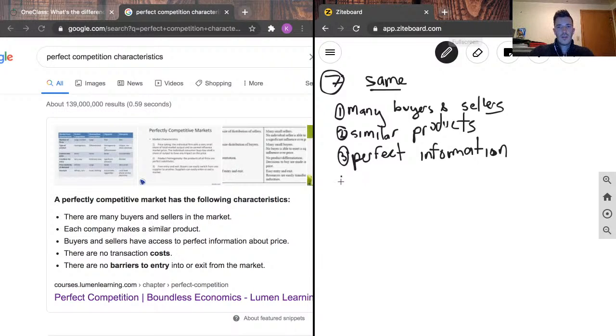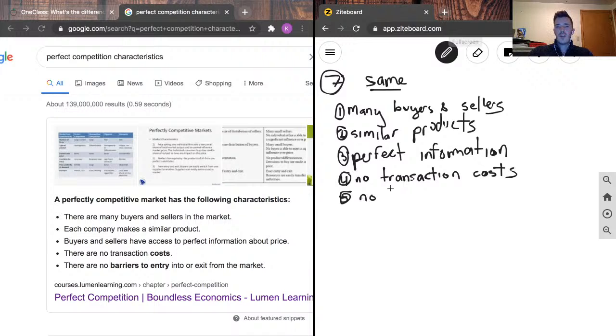No transaction costs. This doesn't mean, and this confused me in first year, that the product doesn't cost anything. This means that there's no cost to purchase the product. So for example, if you went to the grocery store and in order to check out and pay for all the items in your cart, you had to pay $5, that would be a transaction cost.